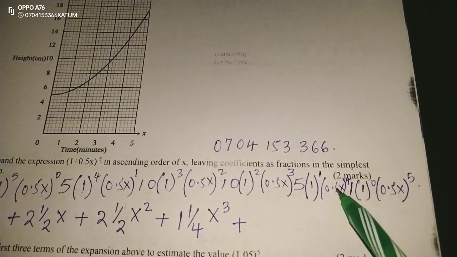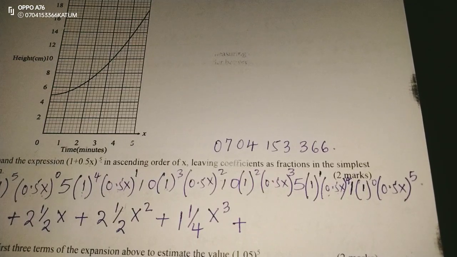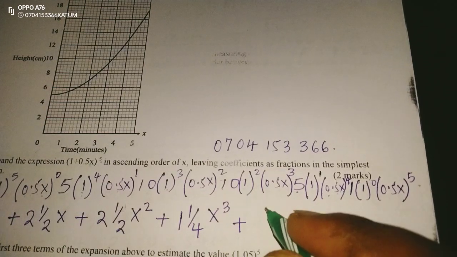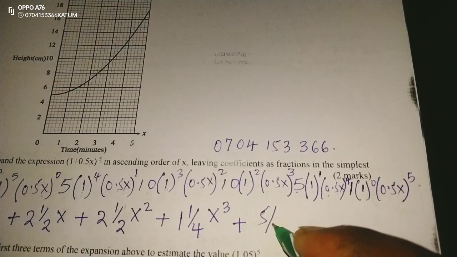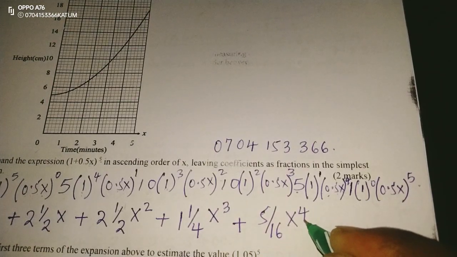Plus the second last term. We're going to have 0.5x to power 4. So 0.5 to power 4, we get 0.0625x to power 4, but now there is times 5. So as a fraction, it will be 5 out of 16, x to power 4.